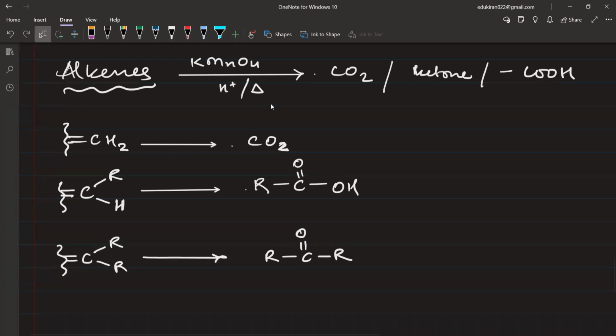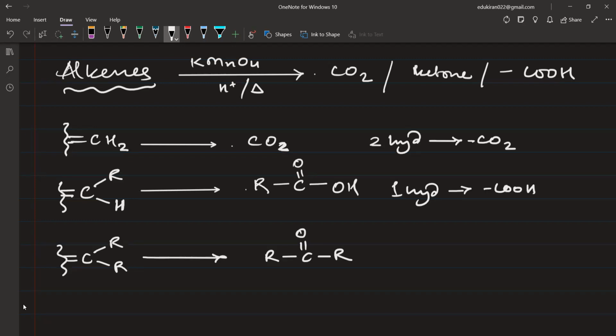Please write this down. You have to just see. Here we have how many carbon atoms? Sorry, here we have 2 hydrogen atoms. 2 हाइड्रोजन है तो carbon dioxide. 1 हाइड्रोजन है तो carboxylic acid. Okay, and if you have 0 hydrogens, then ketone. Then everyone, yes or no, please tell me.